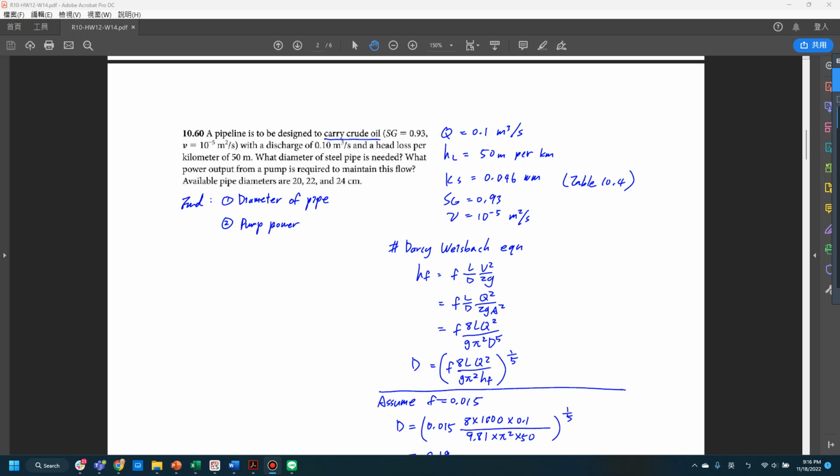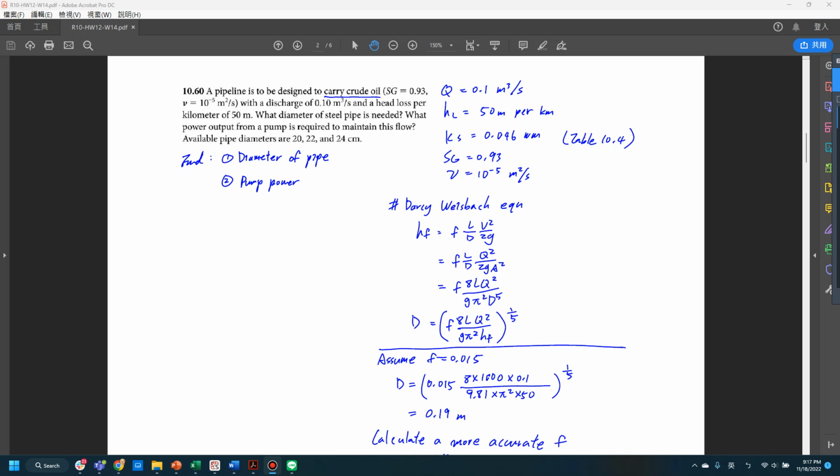The flow rate is equal to 0.1 cubic meter per second, and the head loss is 50 meter per kilometer. The Ks is equal to 0.046 millimeter, and that is because we have a steel pipe, and this number can be found from table 10.4. And the specific gravity is equal to 0.93, and the viscosity is 10 to the power of minus 5.